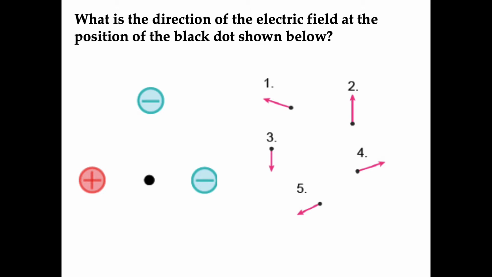You have the configuration of 3 charges, and you want to figure out what is the direction of the electric field at the position of the black dot, which is halfway between the positive and negative charge, halfway along the line joining the positive and negative charge on the base of the triangle.